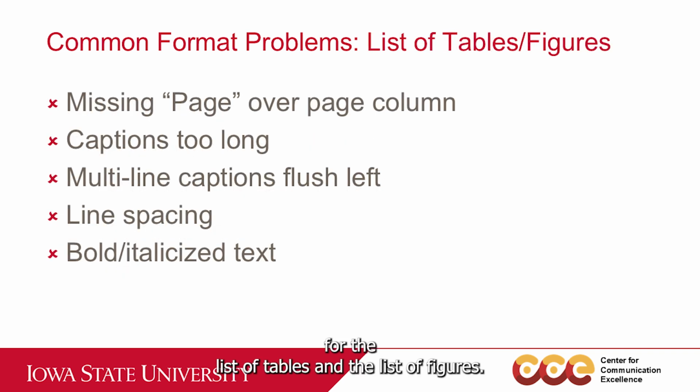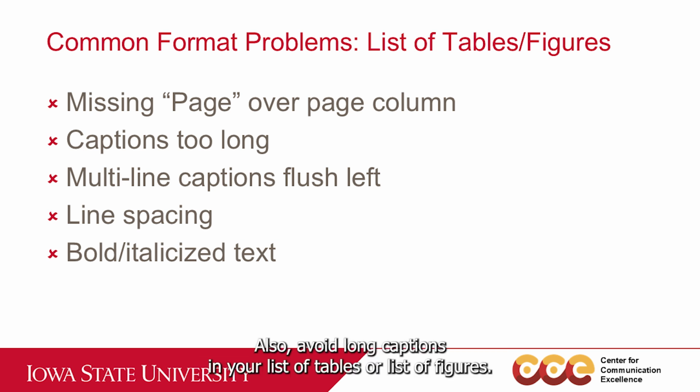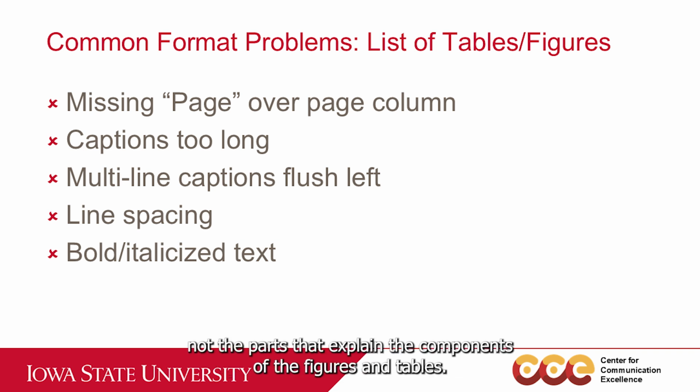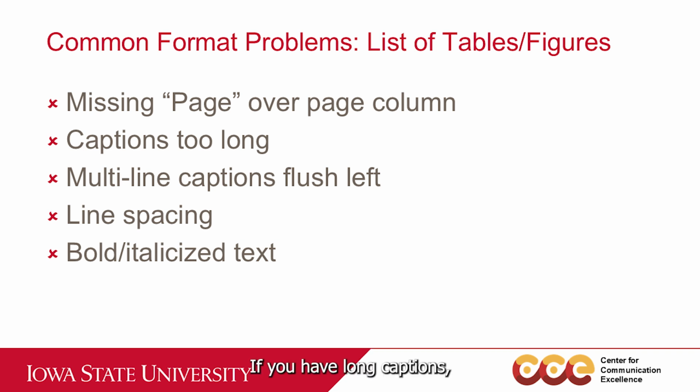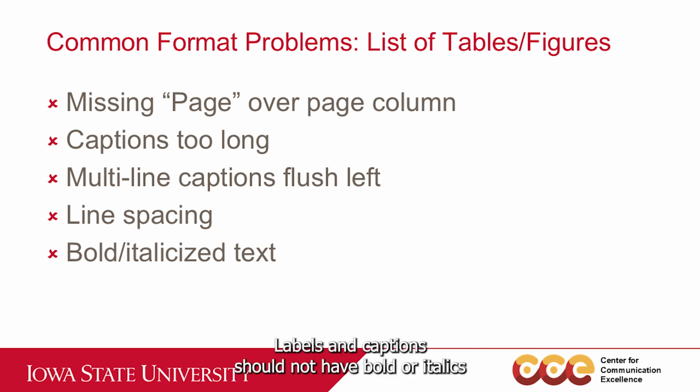For the list of tables and the list of figures, ensure that both the word page and the page number column are right justified. Also, avoid long captions in your list of tables or list of figures. You only need the first sentence, not the parts that explain the components of the figures and tables. If you have long captions, truncate your captions in your body of manuscript. Captions longer than 1 line should have a 0.5-inch hanging indent. Captions should be single-spaced with 12 points of space below. Labels and captions should not have bold or italics attributes.